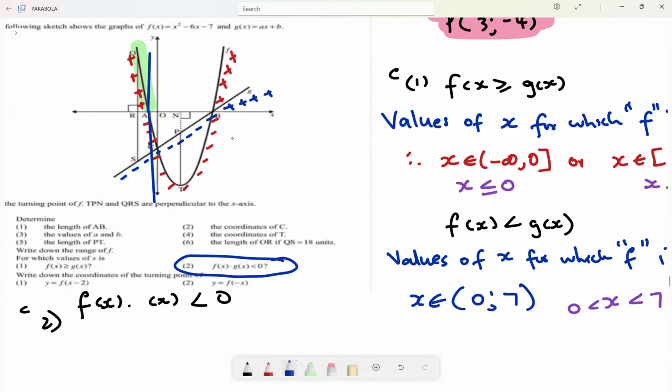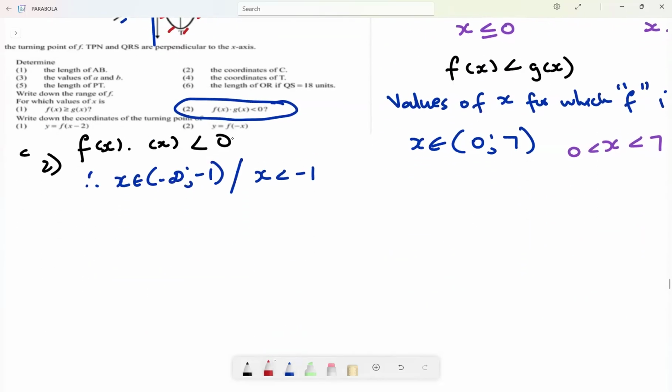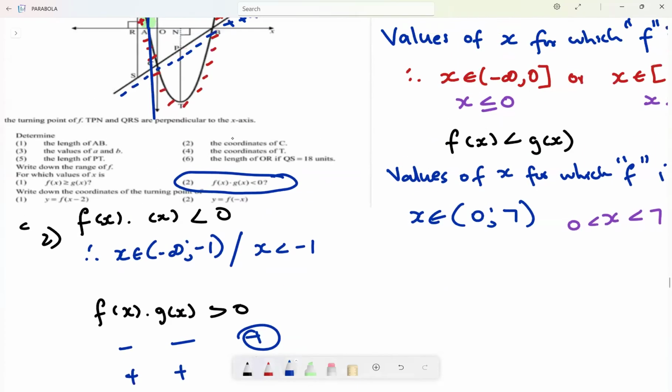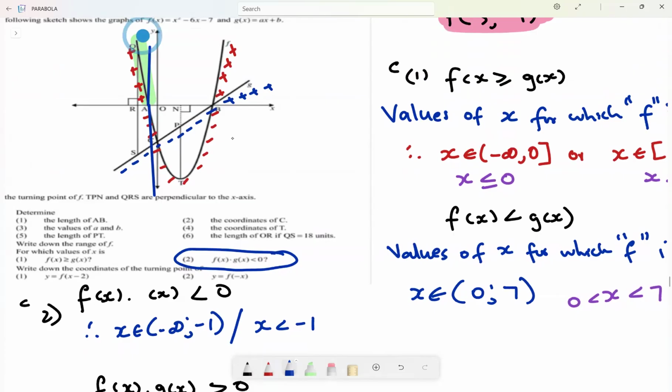So the answer for this one is that X needs to be an element from negative infinity to -1, or X needs to be less than -1. Let's change the question and say, what if they said we want where f of x multiplied by g of x gives us greater than 0. So we will want where this one is negative, negative, so that it gives us positive, or this one is positive, positive, it gives us what? Positive.